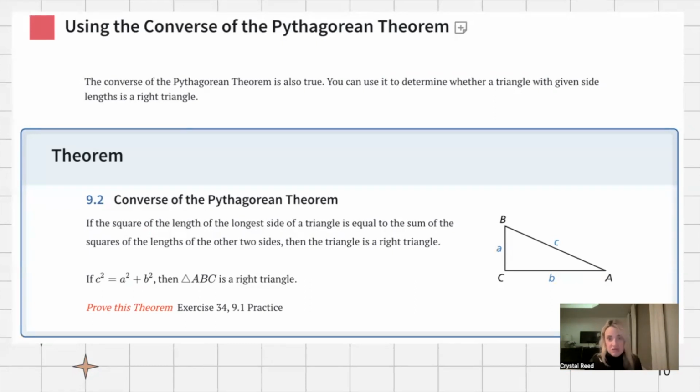So you would just use your Pythagorean theorem and say, okay, since a squared plus b squared does equal c squared, sure thing, it is a right triangle. If it doesn't work, then it's not. It's either obtuse or acute, and we actually have classifications for those as well. But first off, we're just going to go through, is it right or not?